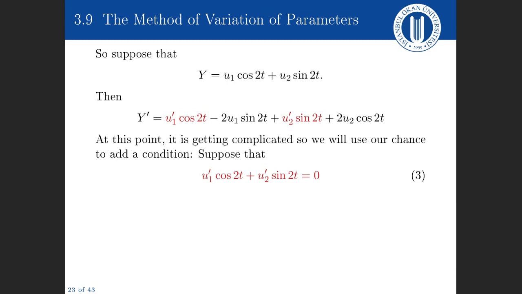On the previous slide, I said we could add in an extra condition whenever we want. I'm going to use our chance now. Before things get too complicated, I'm going to add in an extra condition. And the extra condition is u1 prime cos 2t plus u2 prime sine 2t is equal to 0. Then these red terms are going to cancel out, and Y prime will have only two terms in. So then when we differentiate again, Y double prime will have only four terms in. And that will be manageable.